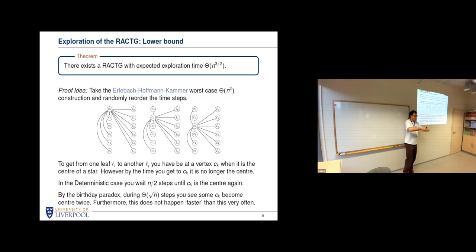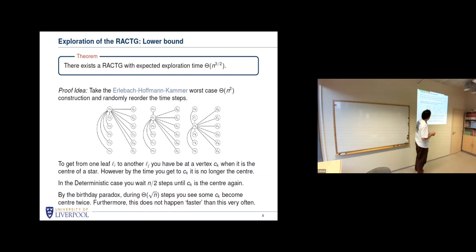So by the birthday paradox, if you think of the process that just lists the centers of the stars, and you look at a square root n length section, in expectation you should see some vertex Ci, which is the center of the star twice within this square root n length interval. And so you could then use this square root n length interval to visit a vertex. So that's the idea, and you can do that and get an upper bound.